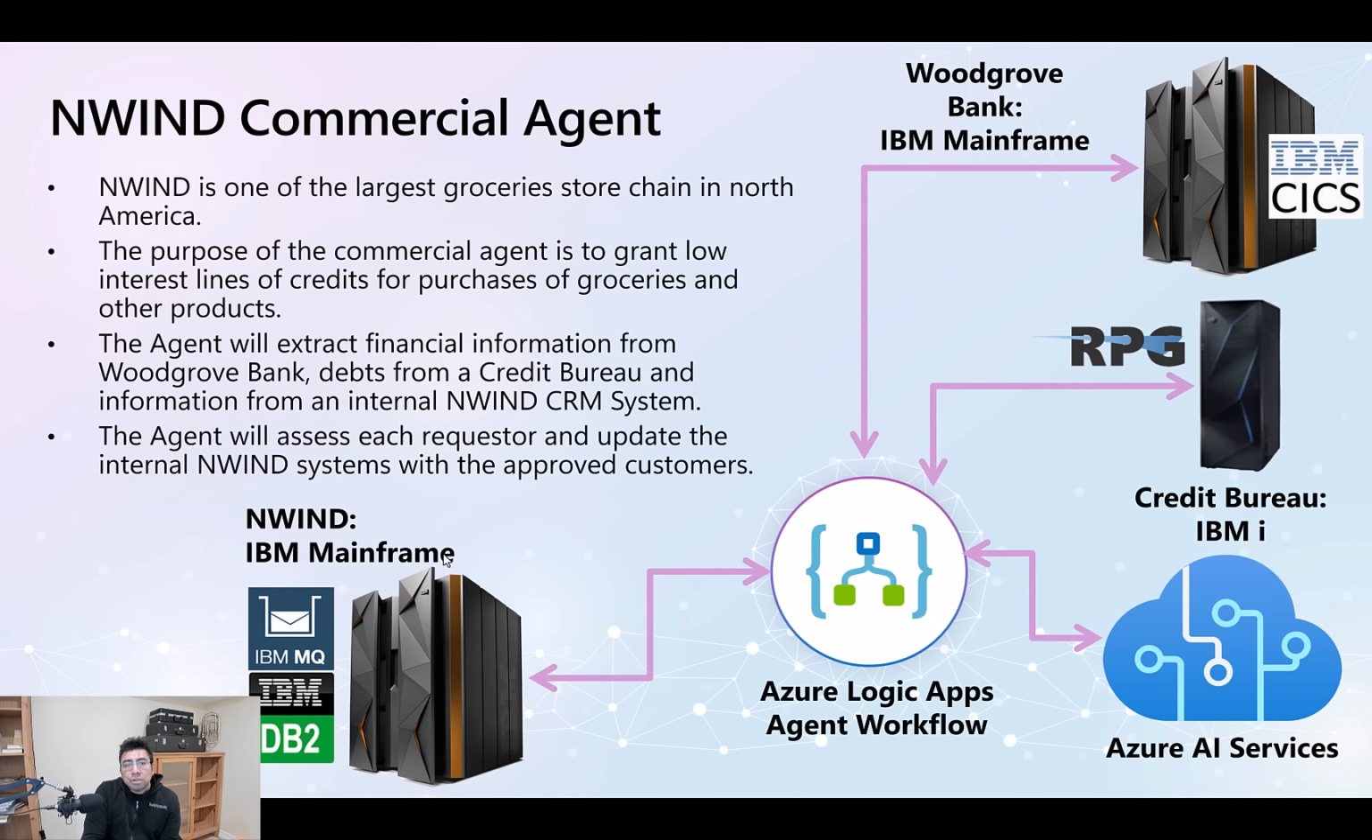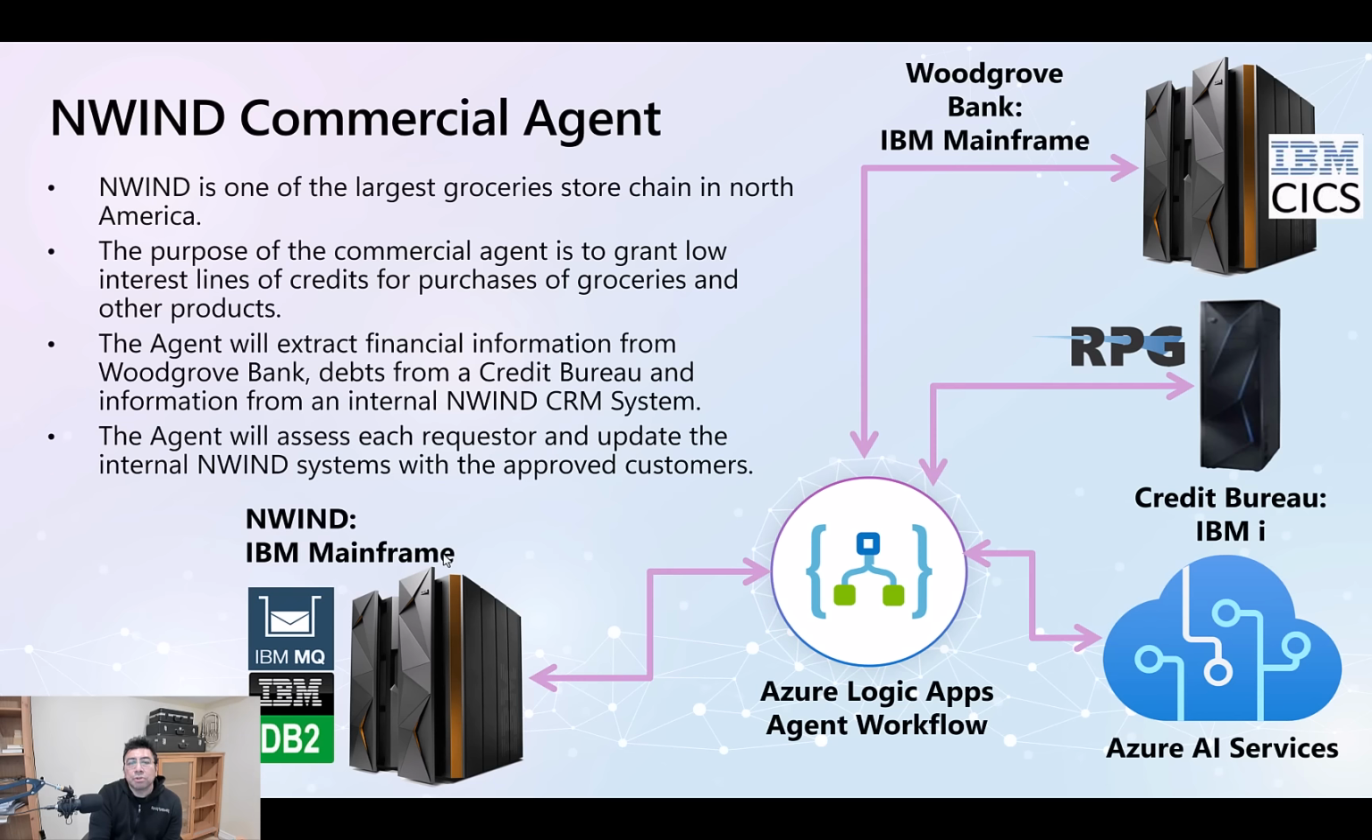For this demonstration, I have created this fictitious Northwind commercial agent that represents Northwind. That is one of the largest grocery store chains in North America. The purpose of this commercial agent is to grant low interest lines of credit for purchases of groceries and other products. This agent will work on extracting financial information from Woodruff Bank, debts from a credit bureau, and information from an internal Northwind CRM system. This agent will assess each requester and update internal Northwind systems with the approved customers.